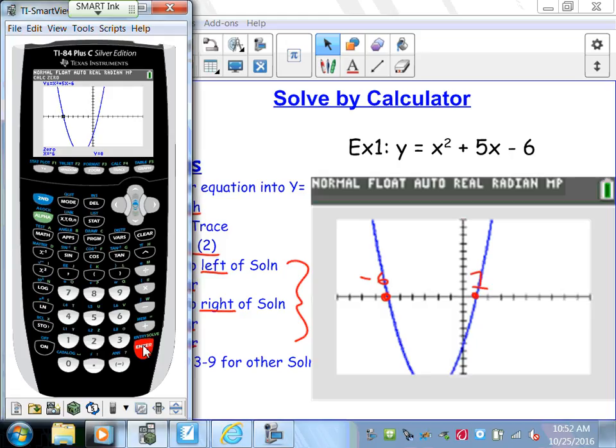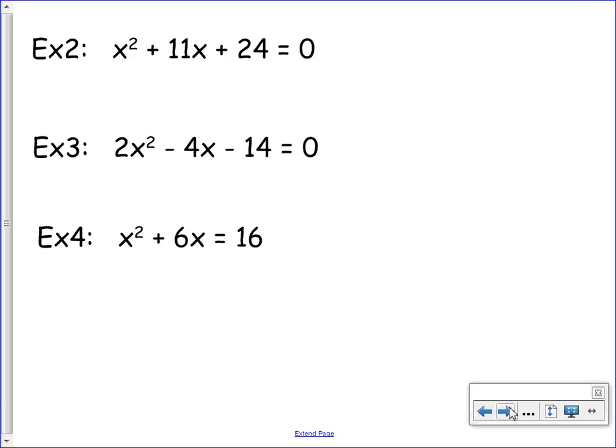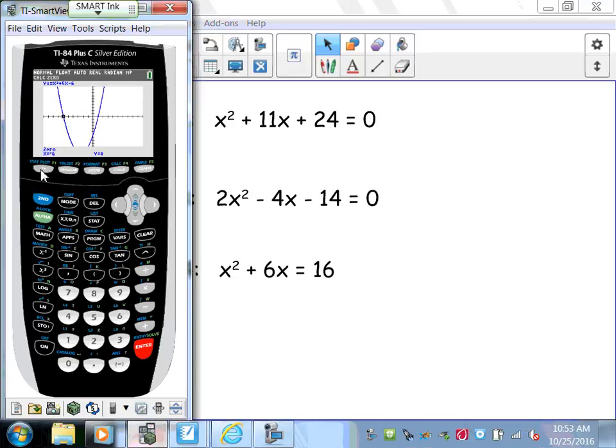Okay. All right. Here we go. Let's take a look at another one. So, in example number 2, that's easily factorable. We know it's going to be 3 and 8, but if you want to check your answers, again, just type it into your calculator.